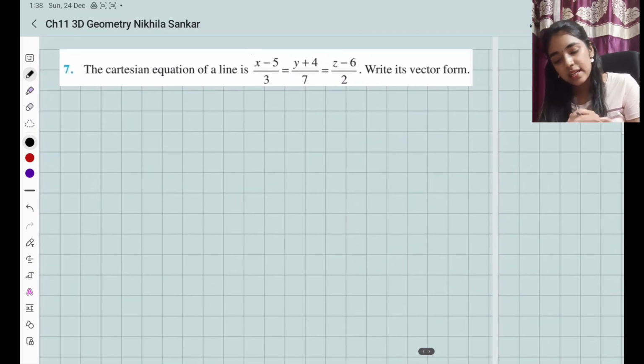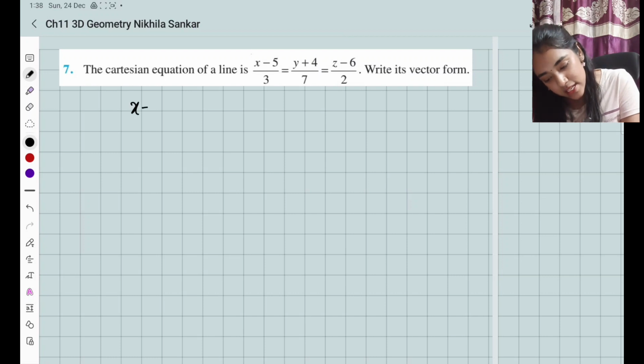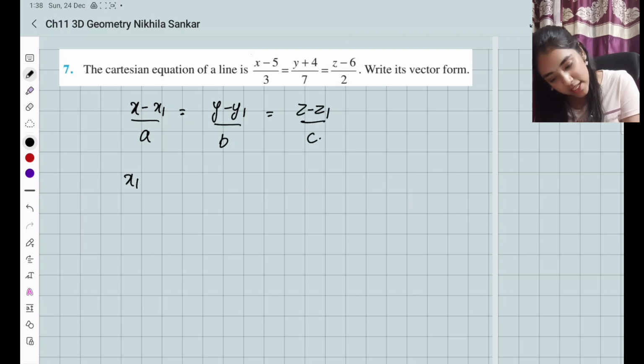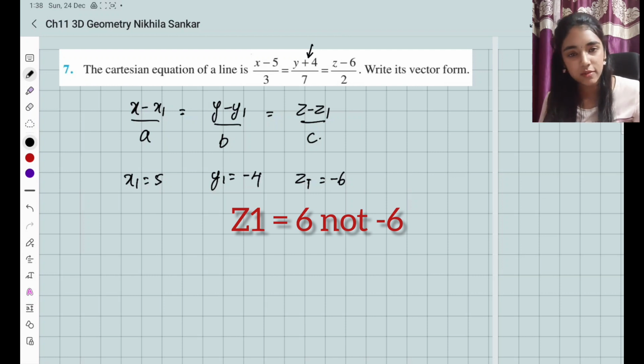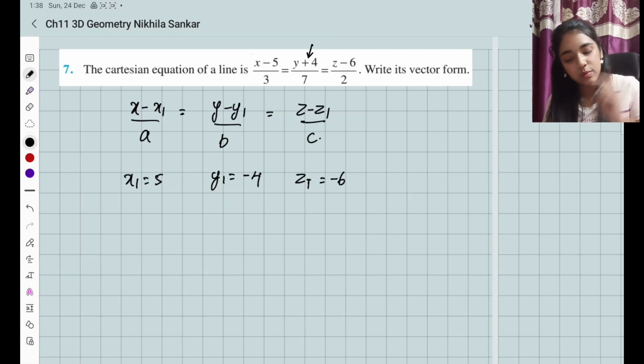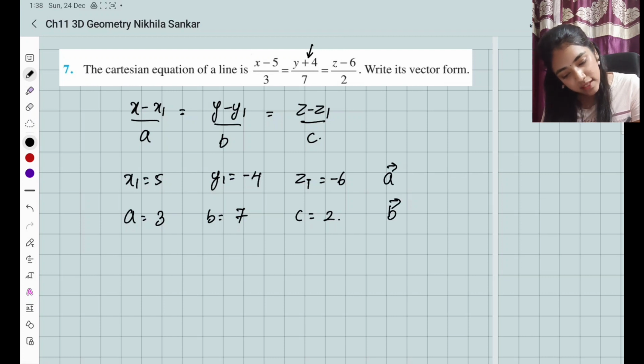Question number 7. The Cartesian equation of a line is given. Write its vector form. So Cartesian equation கொடுத்துட்டா இதுல இருந்து a b யும் ஈஸியா எடுத்துடலாம். So எப்படி எழுதலாம்? So it's going to be x minus x1 divided by a equals y minus y1 divided by b equals z minus z1 divided by c. So இதுல இருந்து x1 என்ன 5, y1 is going to be -4 and z1 is going to be -6. புரியுதா? இந்த இடத்துல -4. நம்மளோட general form, standard form என்னவோ அதுல எழுதிட்டு அப்புறம் x1 y1 z1 என்ன வேல்யூன்னு எழுதணும். And you have a equals 3, b equals 7 and c equals 2. So this gives my a vector and this gives my b vector.